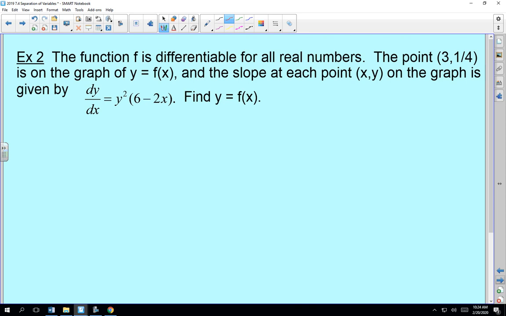So here's another one. The function f is differentiable for all real numbers. It has to be differentiable over a certain domain. The point (3, 1/4) is on the graph of y equals f of x, so they're giving us a particular, or initial, value, a particular point on the graph. And the slope at each point (x, y) on the graph is given by dy/dx equals y squared times (6 minus 2x).